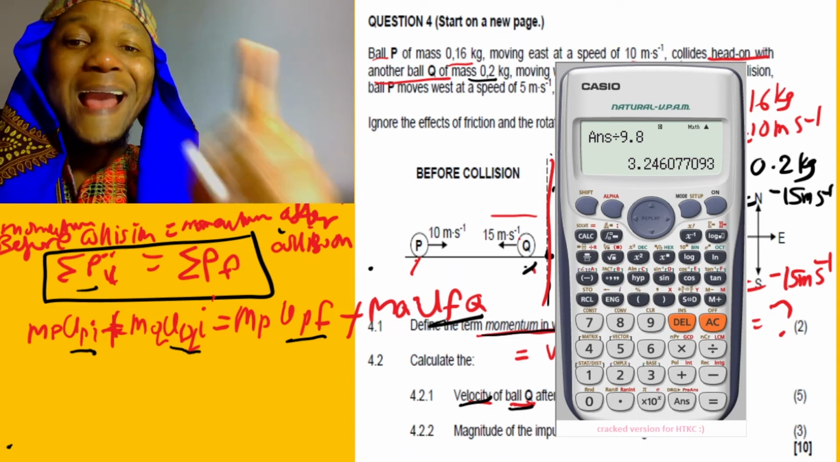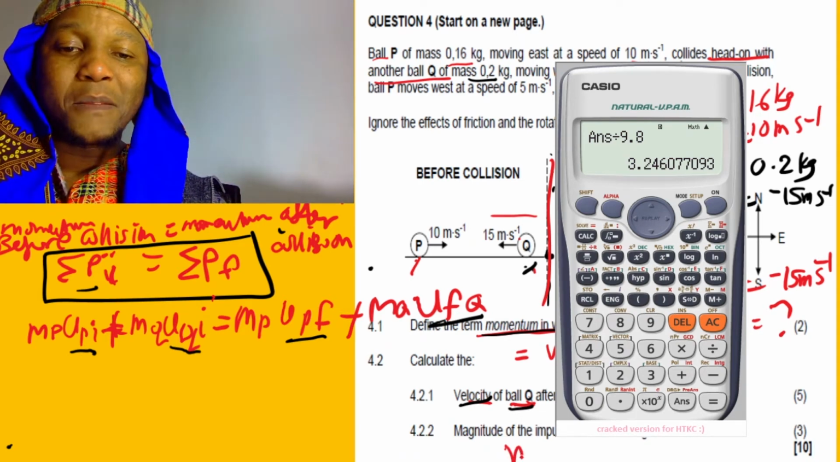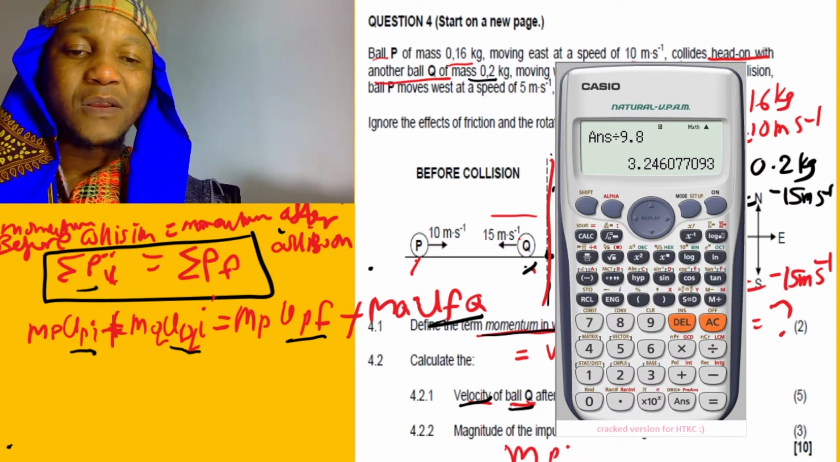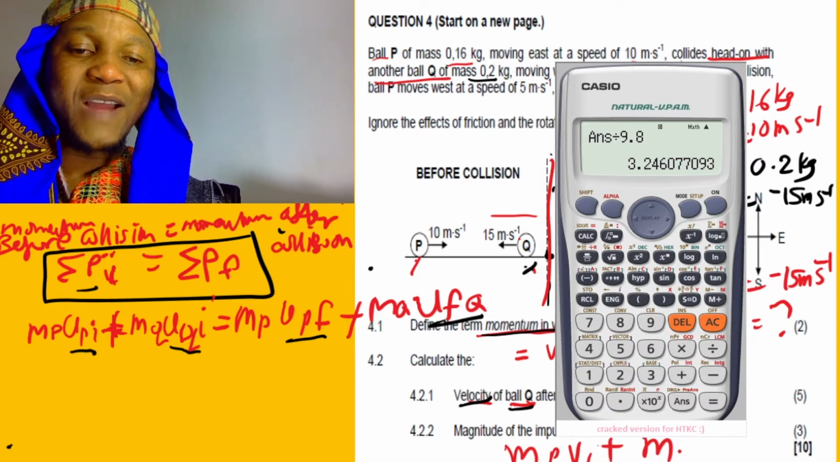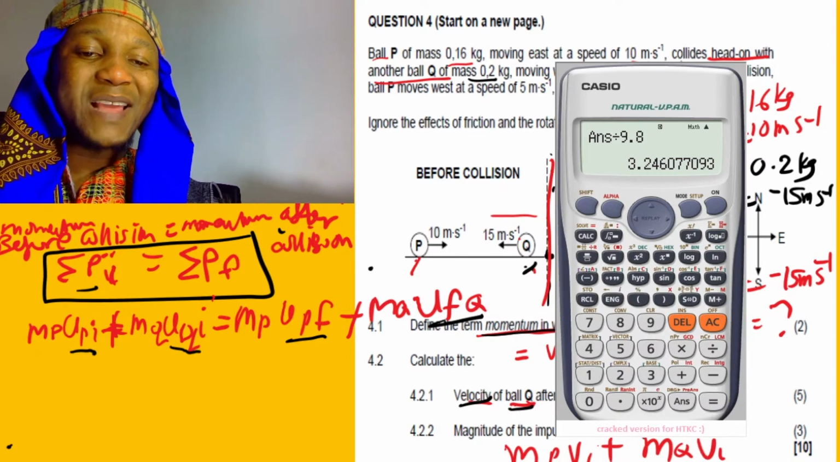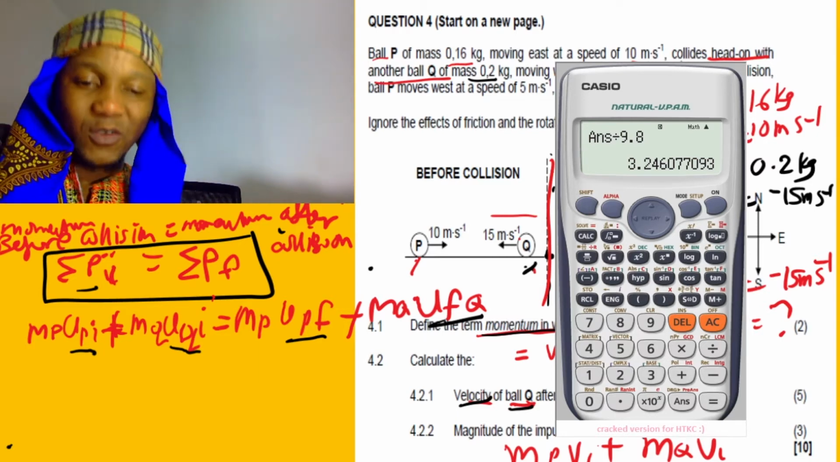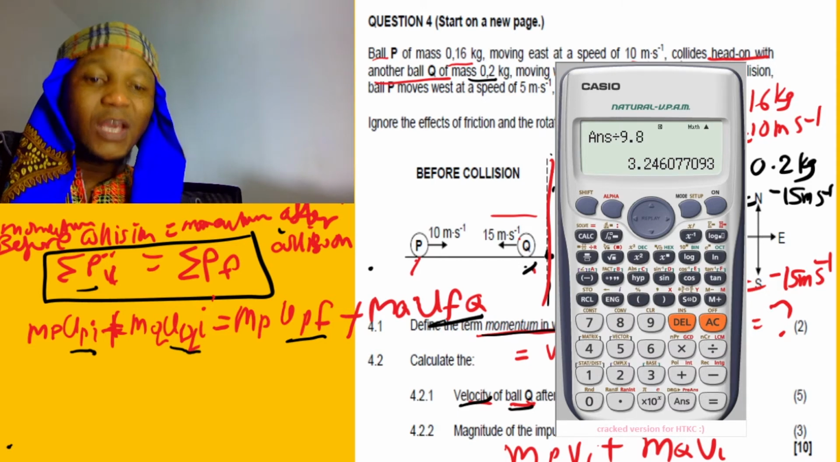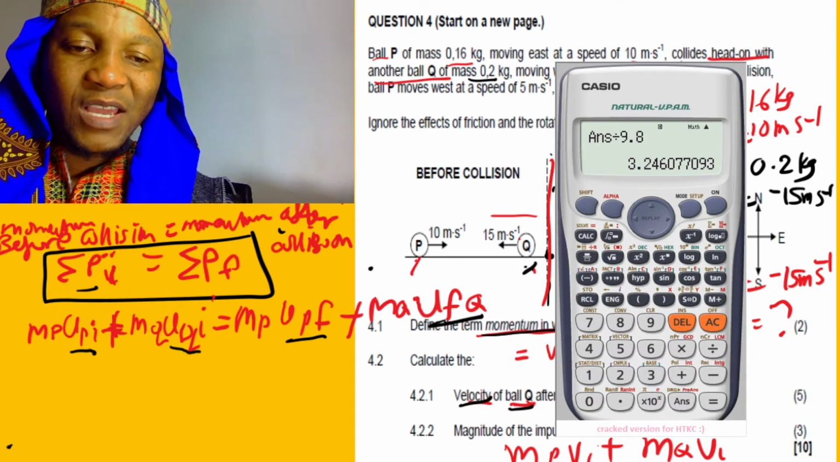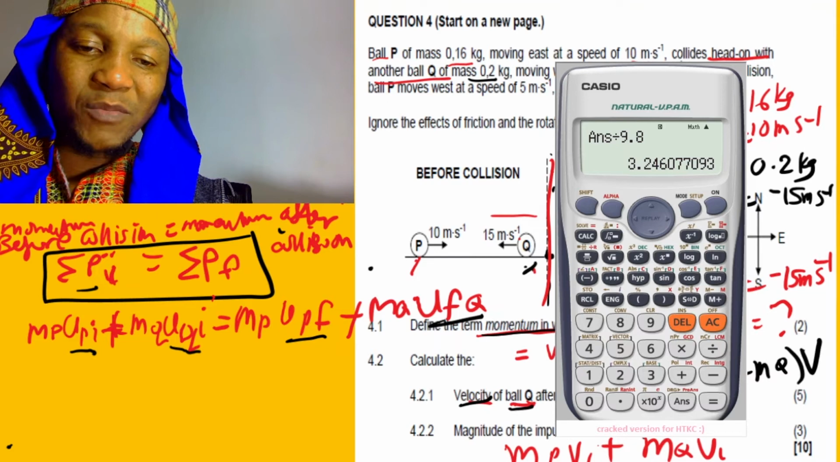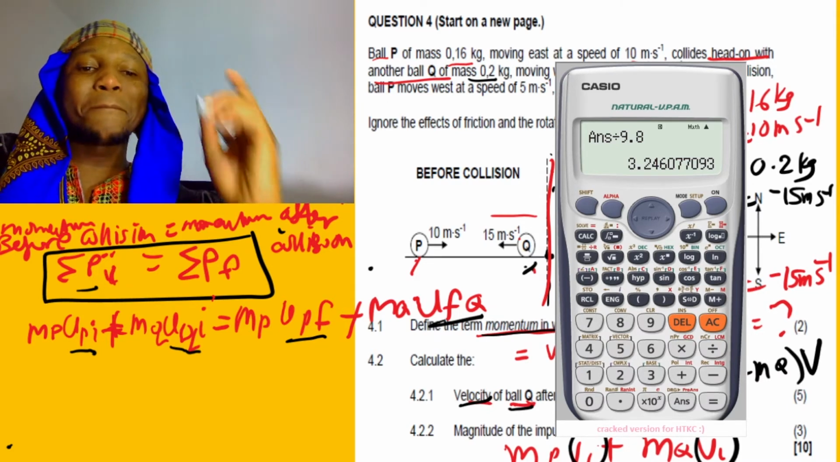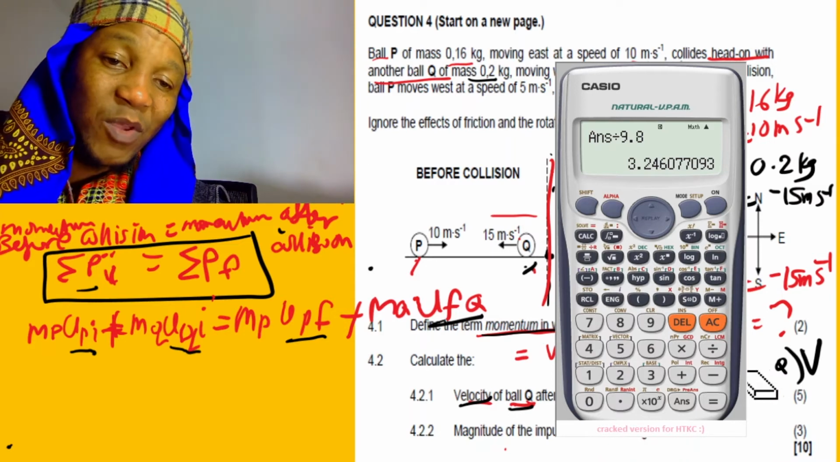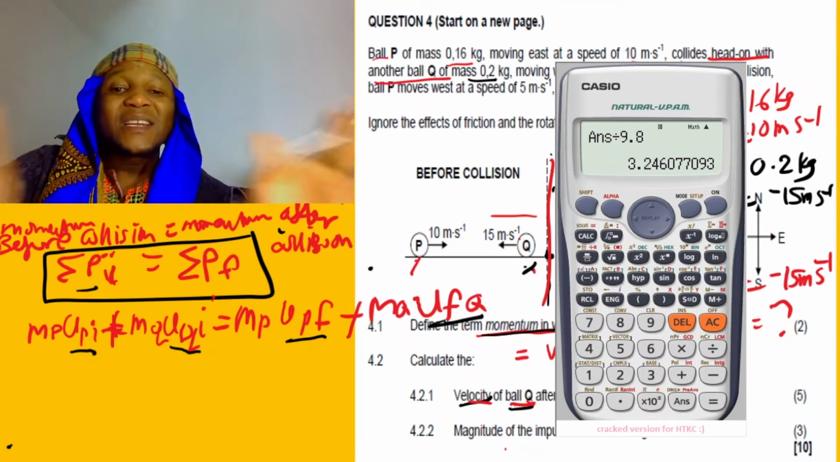Meaning, if that happened, which is not the case now, we could have said mass of P times final velocity plus mass of Q times final velocity, but they have the same velocity because they move together. So we could have said it equals mass of P plus mass of Q in brackets times a single final velocity. But for now, it's not that case because after they collide, they move in different directions.